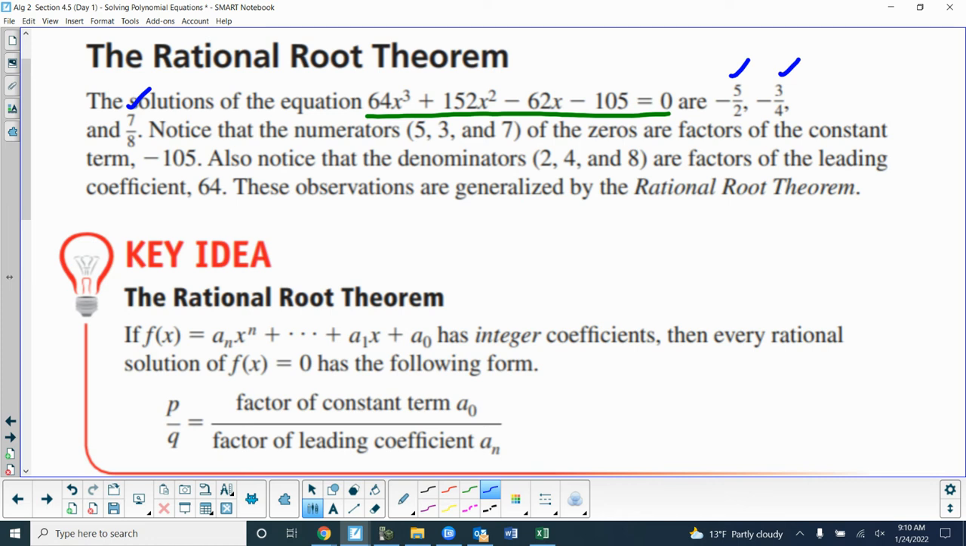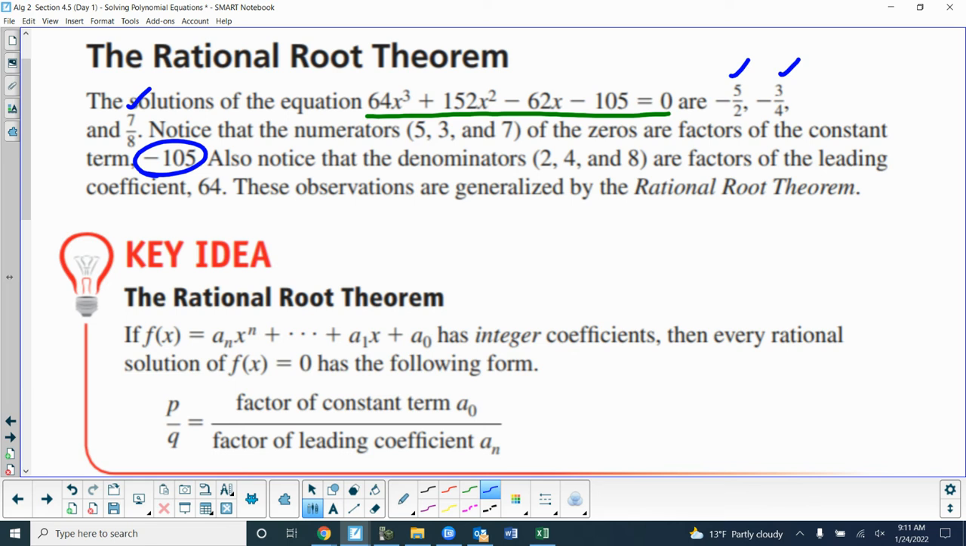It says, notice the numerators, 5, 3, and 7 of the zeros are factors of this. All right? So those are for the numerators. 5, 3, and 7 all go into -105. Okay? Or it's -5, -3, and +7. Okay? The denominators, 2, 4, and 8 are factors of the 64. Okay? If I wrote all the factors of 64, you got 1, 2, 4, 8, 16, 32, 64, right?